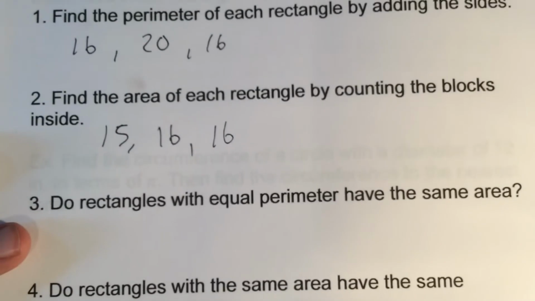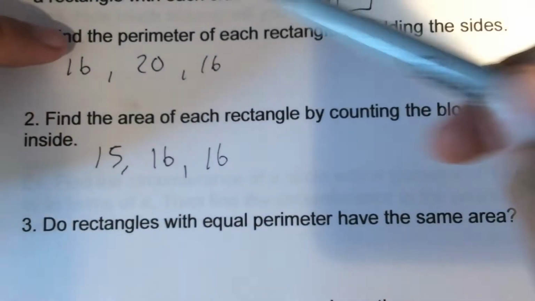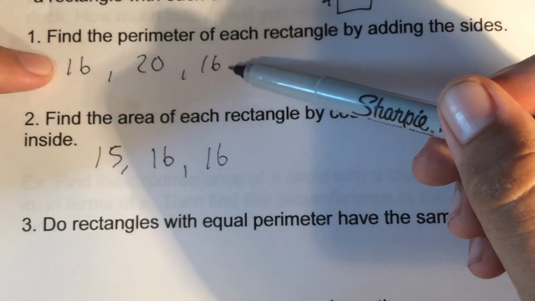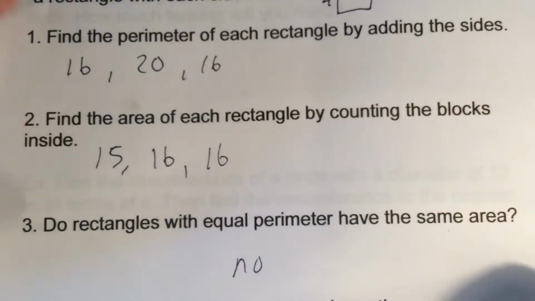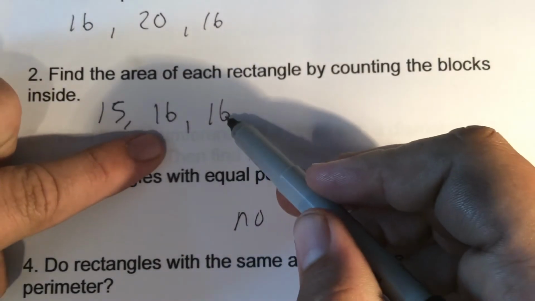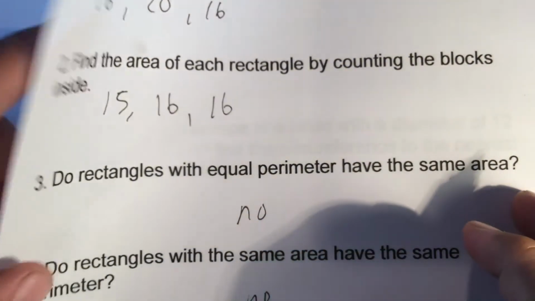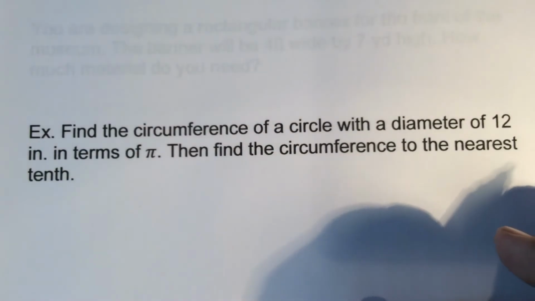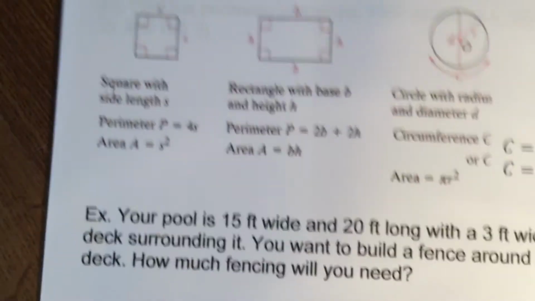So we have a couple questions here. First off, rectangles with equal perimeter, do they have the same area? Well, our first and last one had the same perimeter, but they didn't have the same area, so no. And then, do rectangles with the same area have the same perimeter? Well, our same area, different perimeter. So again, no. So you have to think about, just because their outsides may be different, they may still give you the same perimeter or the same area, but just because one is the same doesn't mean they're all going to be the same.